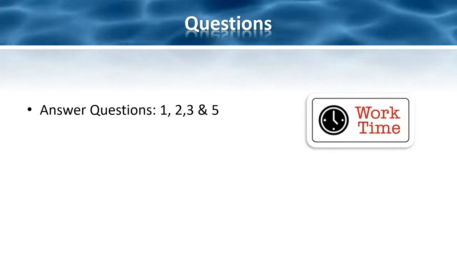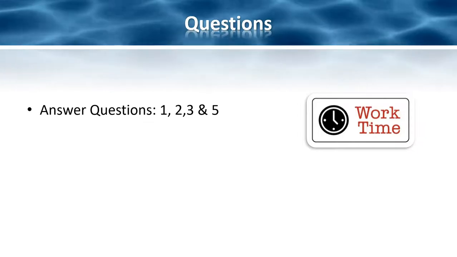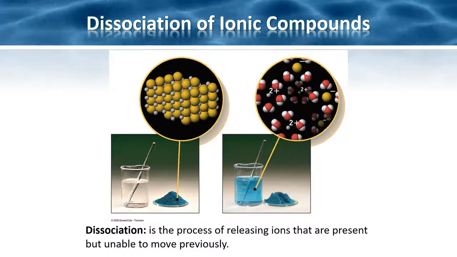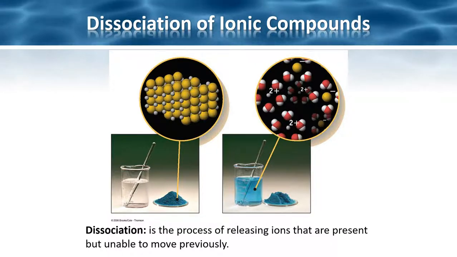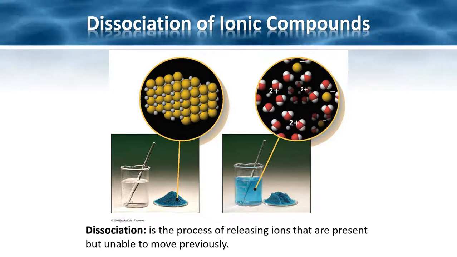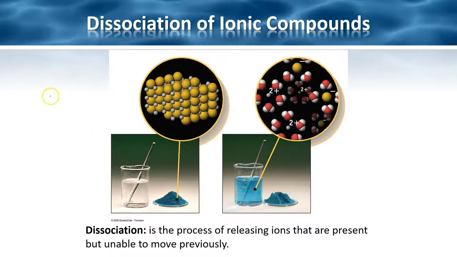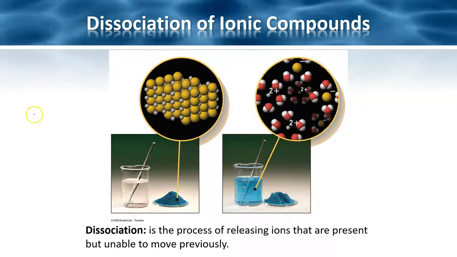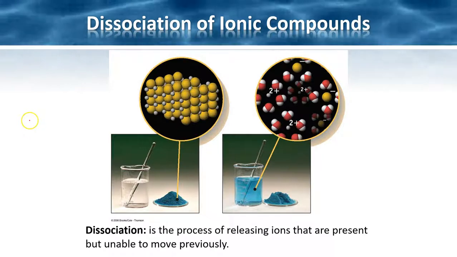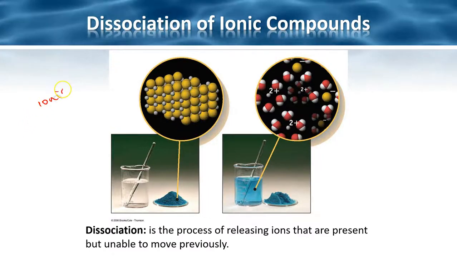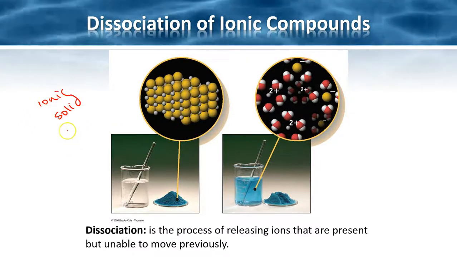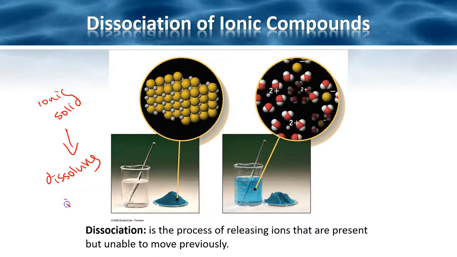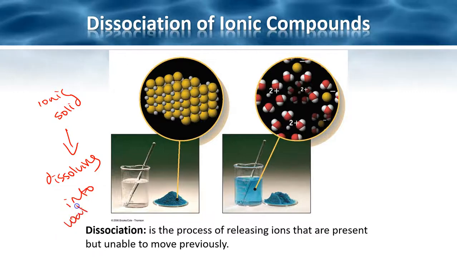I'm going to move on to the next one, which is our ionic solubility. When we talk about the dissociation of ionic compounds, what we're talking about is the breaking up of the ionic lattice. So in this case, where we had ionization, there were no ions present before it interacted with water. In this case, we do have ions present because we have an ionic solid, and then this is dissolving into water to form a solution.